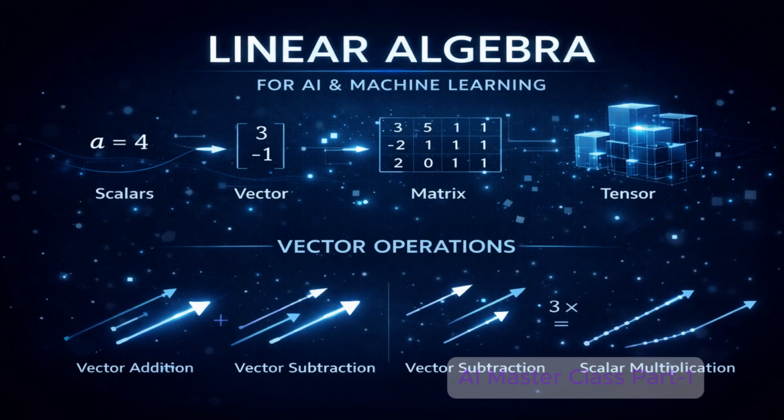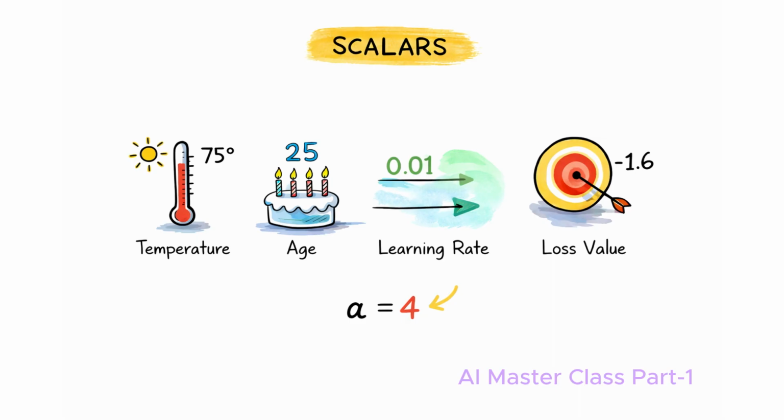Today we will try to understand a few terms like scalars, vectors, matrices, and tensors. And then we will see what operations can be done specifically on vectors in today's session. So let us start with the scalar first. A scalar is the simplest thing possible. It is just a single number. So think of things like temperature, age, learning rate, or loss value. In machine learning, whenever you see a single value representing something, that is a scalar. For example, the final accuracy of a model or the error value after a training step, that is a scalar.